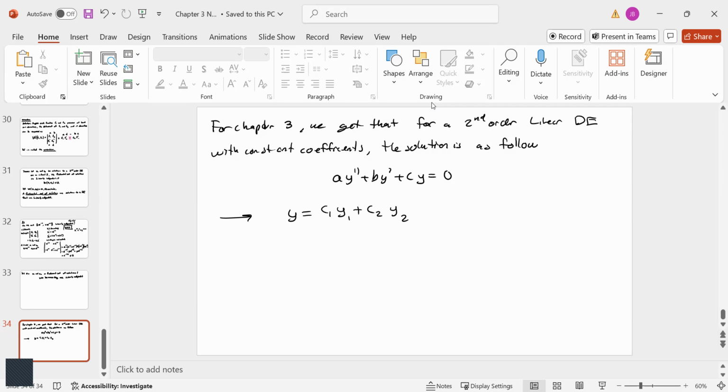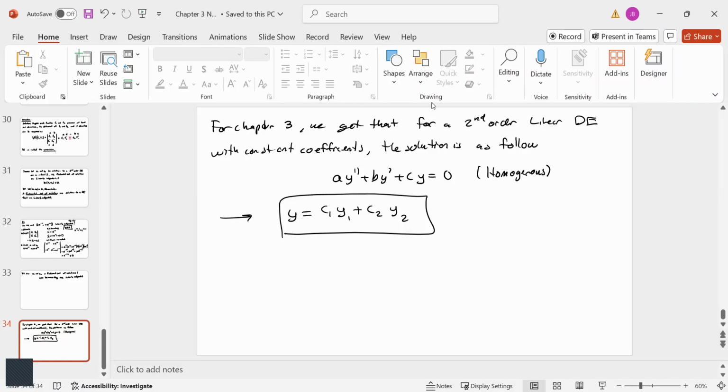Now, what is y1 and y2? It depends. But that's what we gain out of this chapter, is we basically prove that this is true for what we're going to be doing for the rest of this chapter. Okay? And this is what we call the homogeneous case.